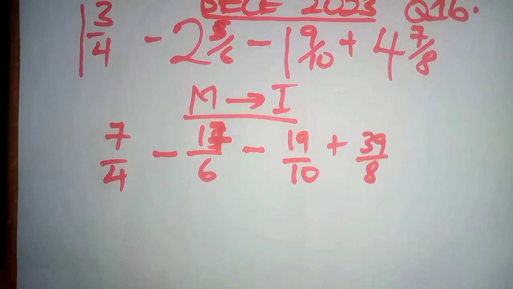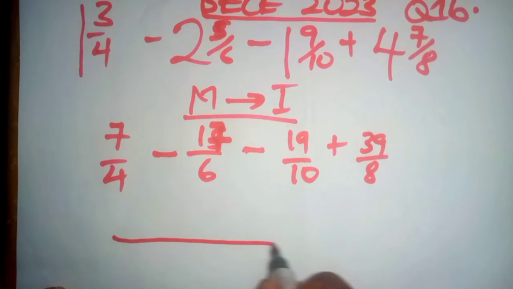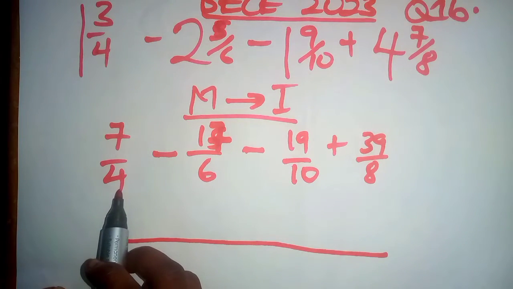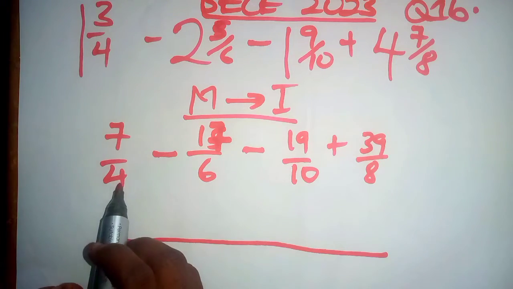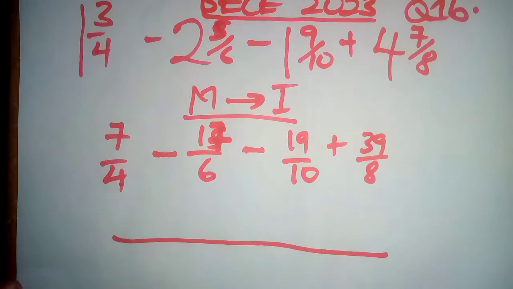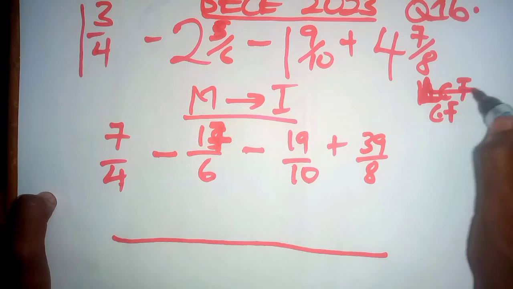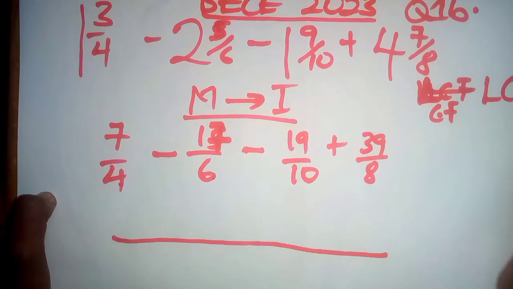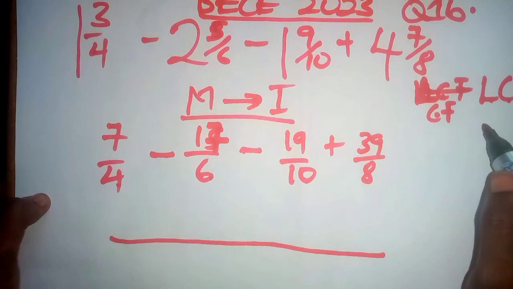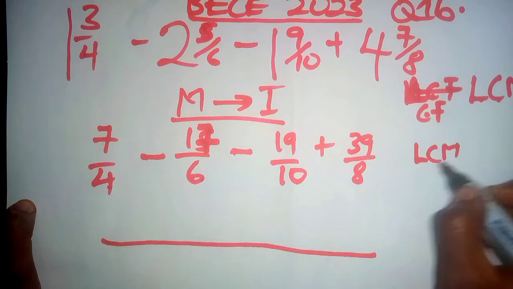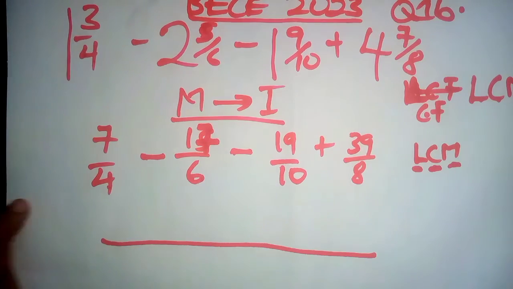Now the next thing for us to do is to go ahead and simplify, right? So let's go ahead and simplify in this case. We can see that we have the denominators to be 4, 6, 10, and 8. What we have to do is to find the lowest common multiple, LCM, lowest common multiple. That is what we are going to find in this case.